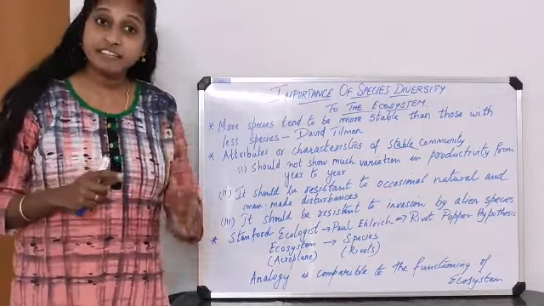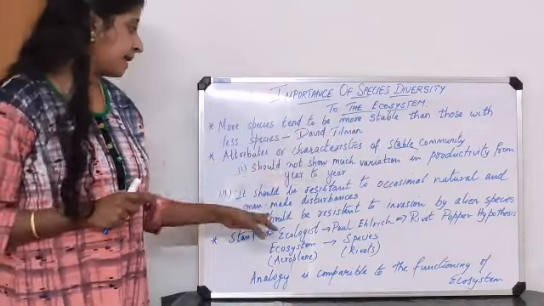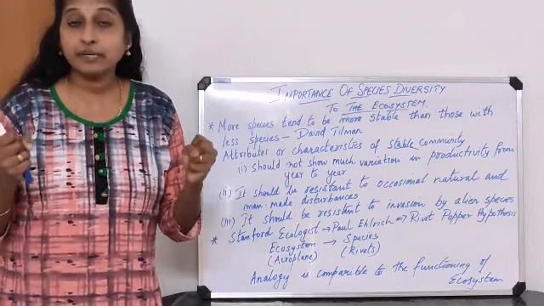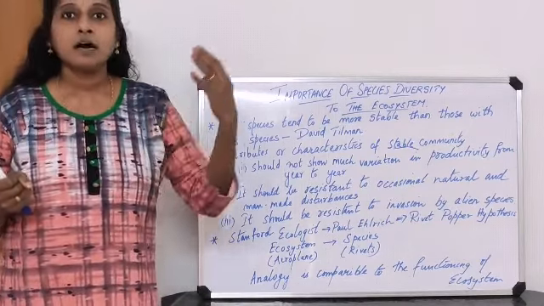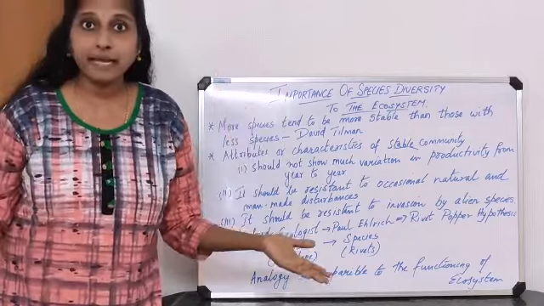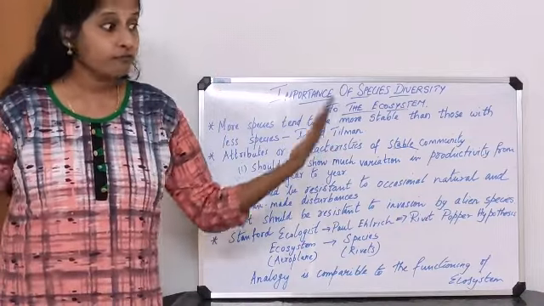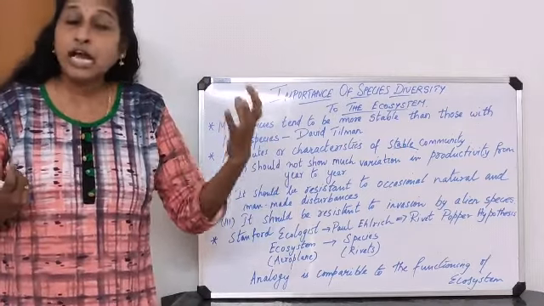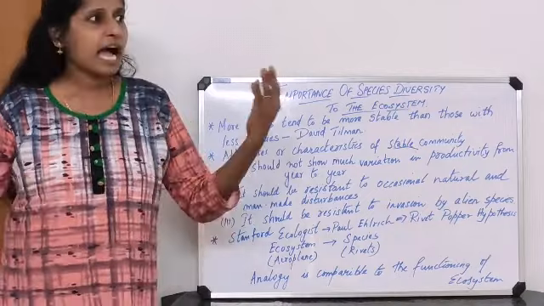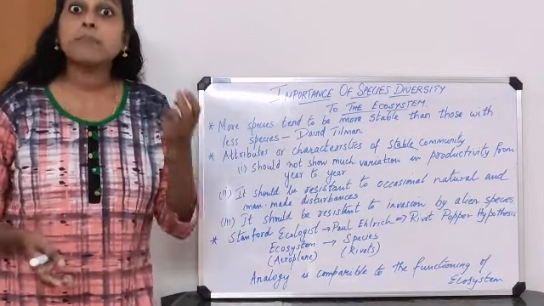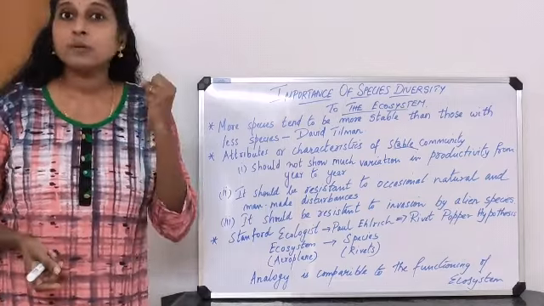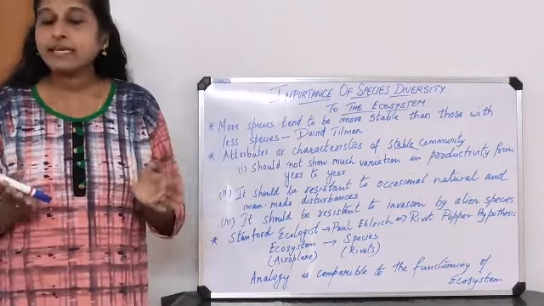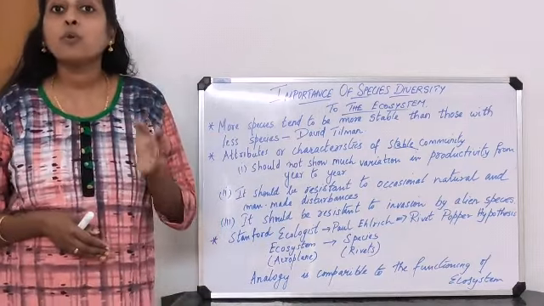Number 2, it should be resistant to occasional natural and man-made disturbances. Resistant means it has to have the capacity to resist the things which are getting into it. It can be a man-made thing or it can be natural. Natural, like flood is coming, the plant should have the resistance to withstand flood. The plant should have the resistance to withstand drought. I am introducing some chemicals into it. The plant should have the capacity to withstand that fertilizers or pesticides. In that case, that community is more stable.